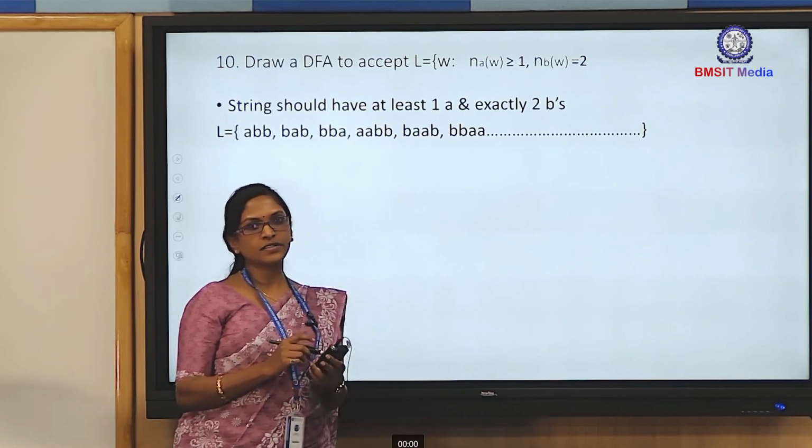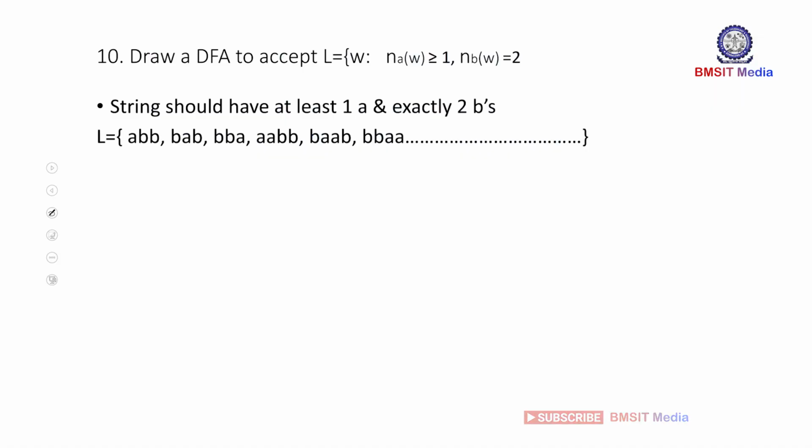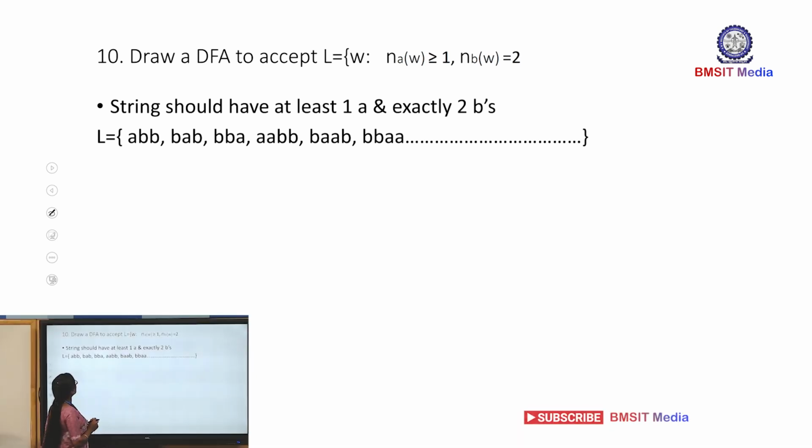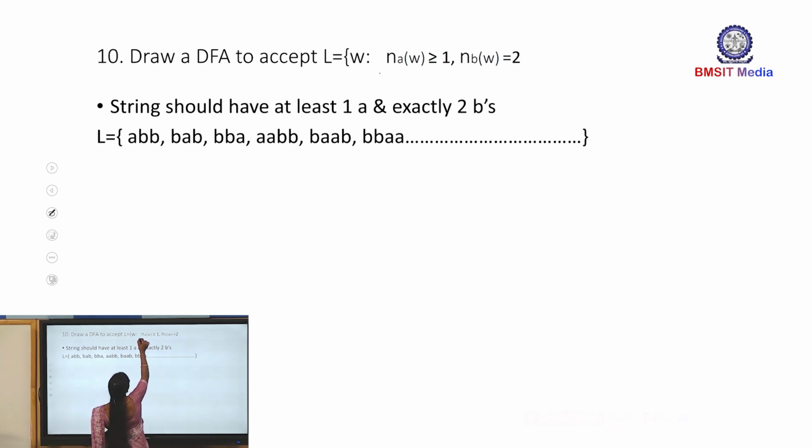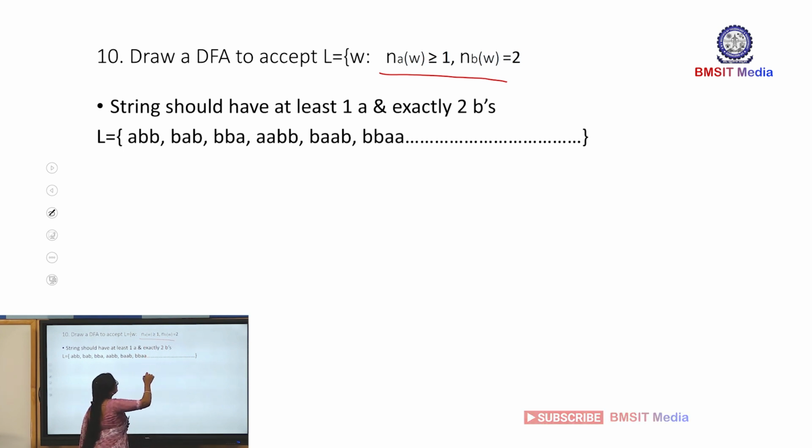Welcome back to another lecture on DFA construction. So we'll start with the problem here. The problem states that we have to construct a DFA that accepts a language with strings satisfying a condition: the number of A's in the string should be greater than or equal to 1 and the number of B's in the string should be exactly equal to 2. So that's what is written here. The string should have at least one A and exactly 2 B's.